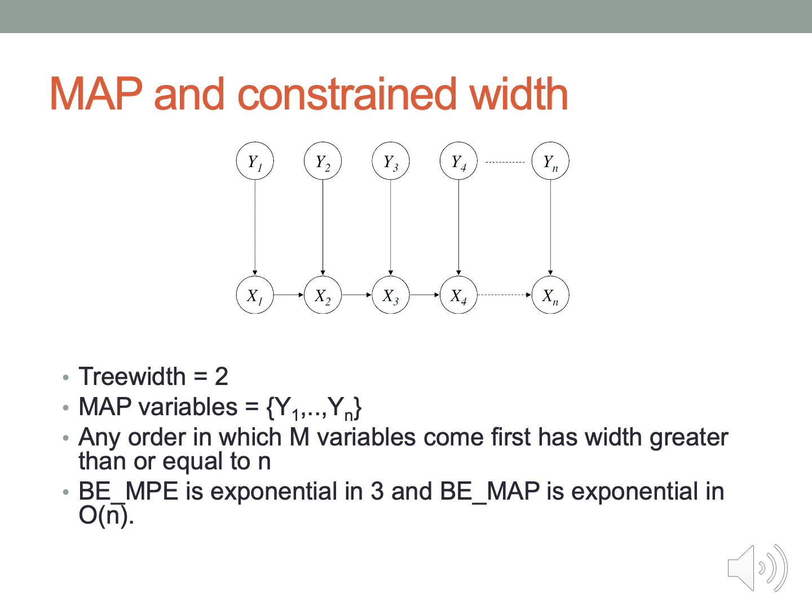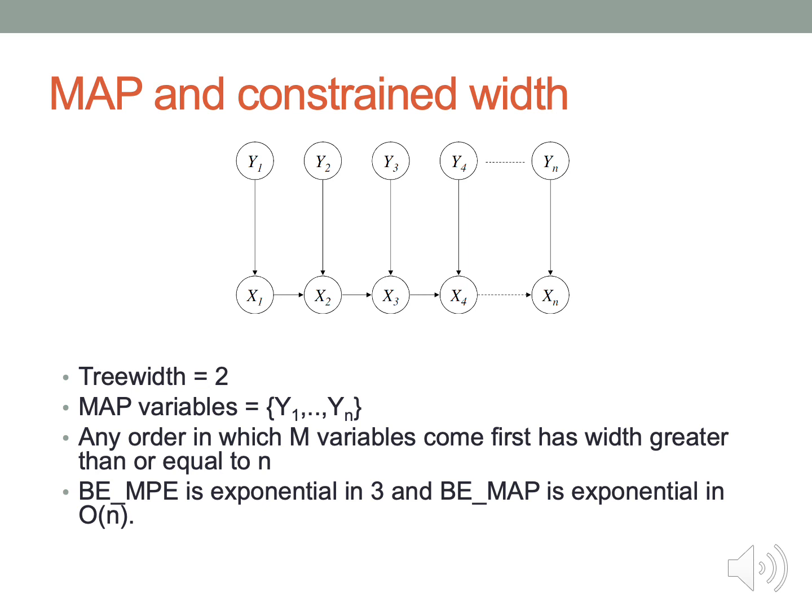So here we have to sum out x1 to xn, okay, and then find an assignment to y1 to yn such that the probability is maximized. Okay, so since we are eliminating x1 to xn before y1 to yn, we will create a clique over y1 to yn, and you can verify this. No matter what order we use, we are going to have a clique over y1 to yn.